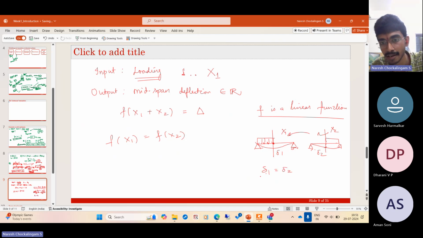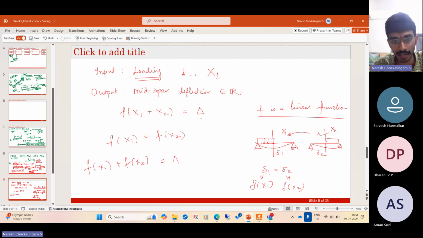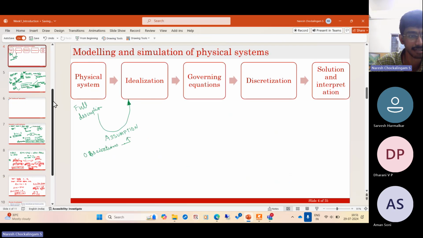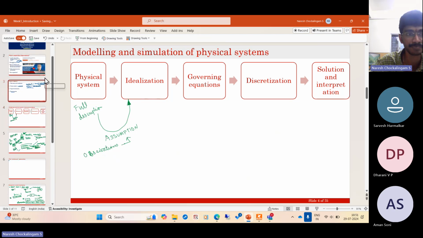But what is delta 1? Delta 1 is f of x1. Delta 2 is f of x2. Now use the definition of linearity. f of x1 plus f of x2 is what? Delta. So it is f of x1 plus f of x2, which is equal to delta. But these two are identical, which means 2f of x1 is equal to delta. So this gives you the result, it is delta by 2. So this argument of symmetry is very powerful. Right, sorry, symmetry and linearity.